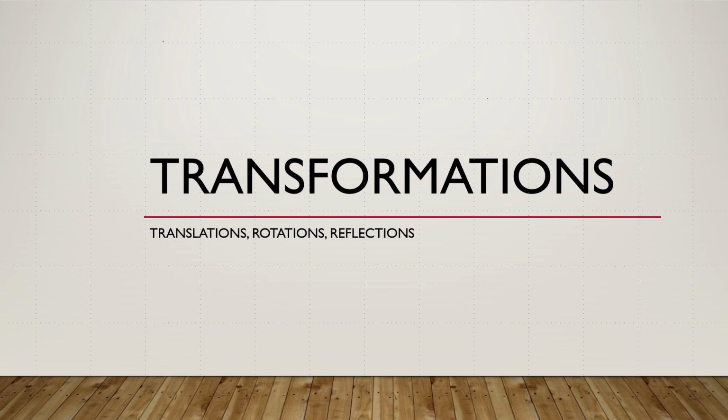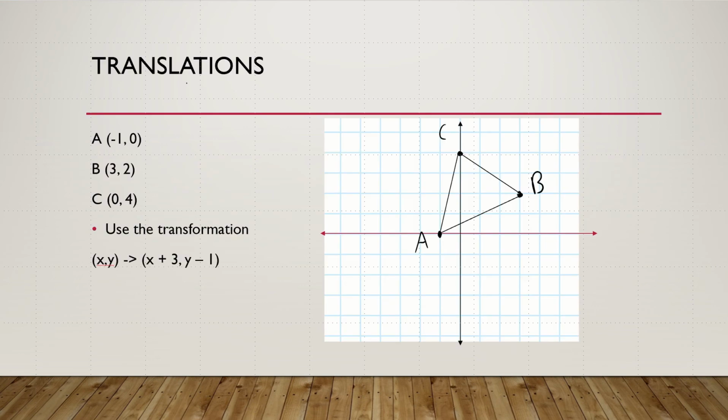Today we're going to be talking about how to work on transformations, and the three types are translations, rotations, and reflections. So let's begin with translations. Here we have a triangle, ABC. These are the coordinate points, and the points are plotted and connected to make a triangle. We're going to be using this transformation in order to make a new triangle.